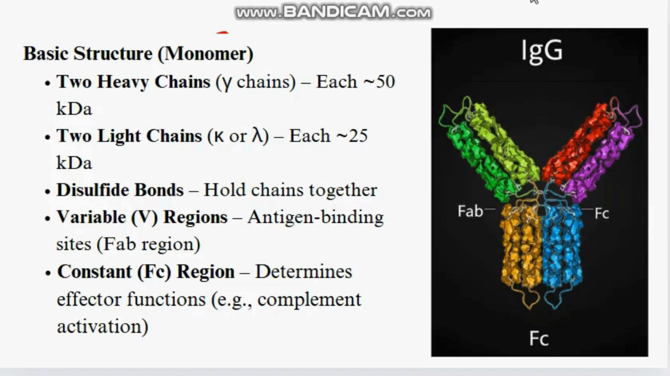Now let us see the basic structure of the IgG antibody. It is a monomer and it contains two heavy chains and two light chains. And here is a new terminology, that is KDa. It has 50 kDa and it has 25 kDa.